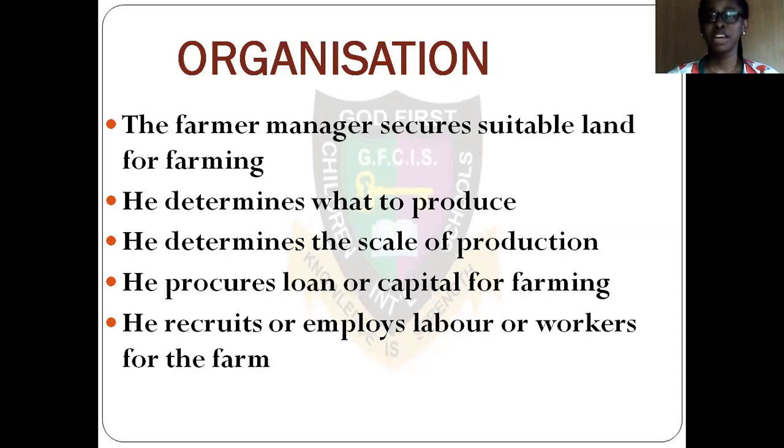One of the functions of a farm manager is that he organizes the farm. How can he organize the farm? He secures stable land for farming. He determines what to produce. He determines the scale of production. He procures a loan or capital for farming. He recruits or employs laborers for the farm.